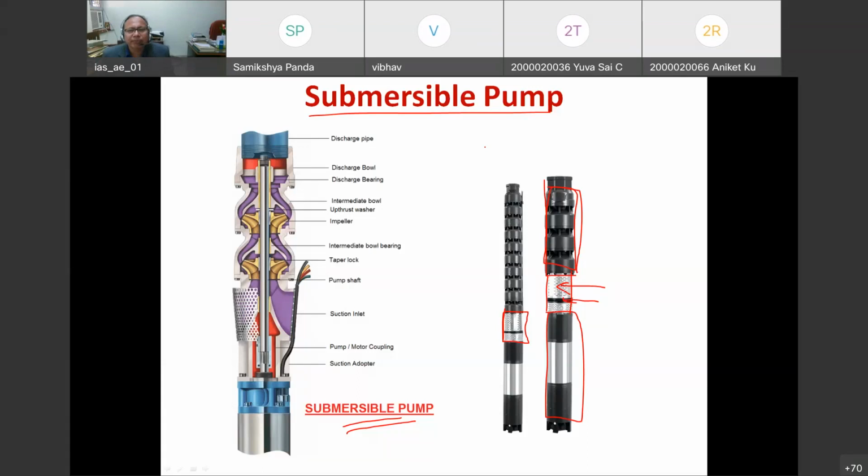this type of pump is preferred. It is kept inside the well where water is there, and very good sealing mechanisms are used, so these pumps work continuously for a longer duration, 4 years, 5 years, more than that, without any problem. So that's why people are presently using this system.